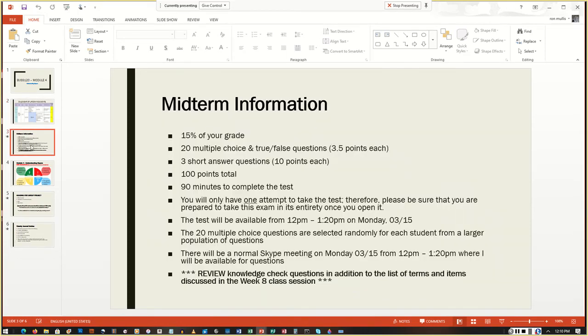As far as the midterm, that's going to be worth 15% of your grade, 20 multiple choice and true/false questions, and 3 short answers. All of those questions will total up to 100 points. You'll receive 90 minutes to complete the test, and it'll start at 11:50 a.m. There will be the normal Skype meeting next week while the midterm is going on. If you have any questions, I'll be in the Skype meeting.